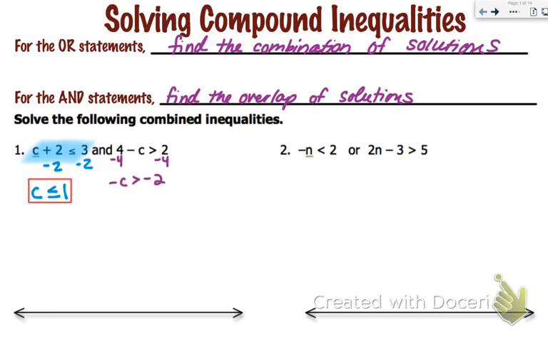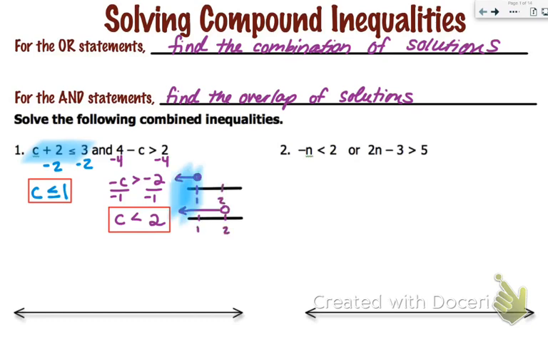Negative c is greater than negative 2. Then we need to divide both sides by negative 1. Remember that when we divide by a negative, not only do we need to divide negative 2 by negative 1 to get positive 2, but we flip our sign. So now let's do our side work, graph them both separately, and I can see that because of the and statement, we're looking for the overlap.